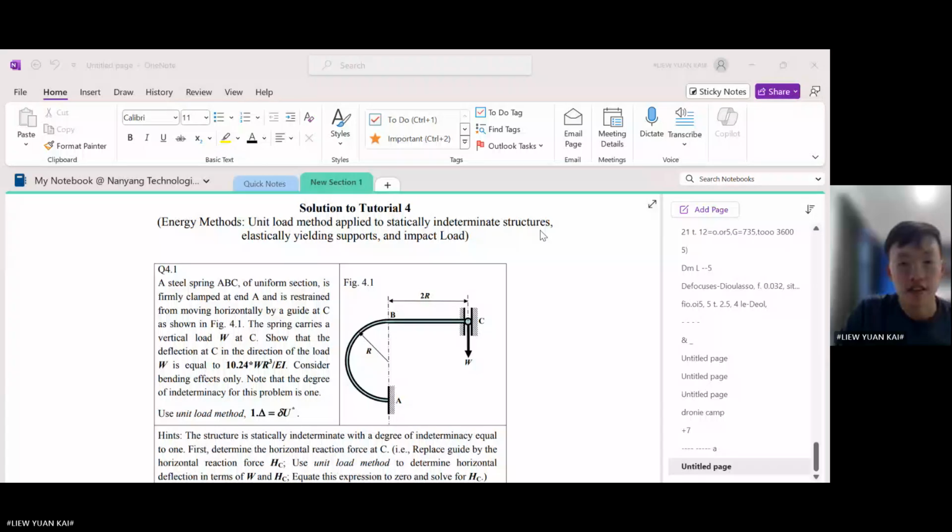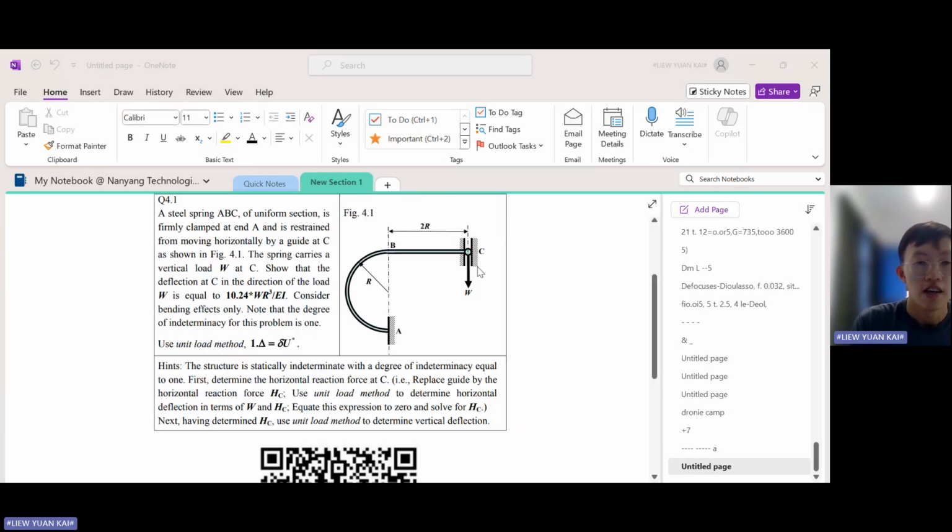Okay, in this tutorial, we will be talking about the unit load method applied to statically indeterminate structures. In the previous class, we did an example on determinate structures. Now we're going to study indeterminate structures. So what are indeterminate structures?